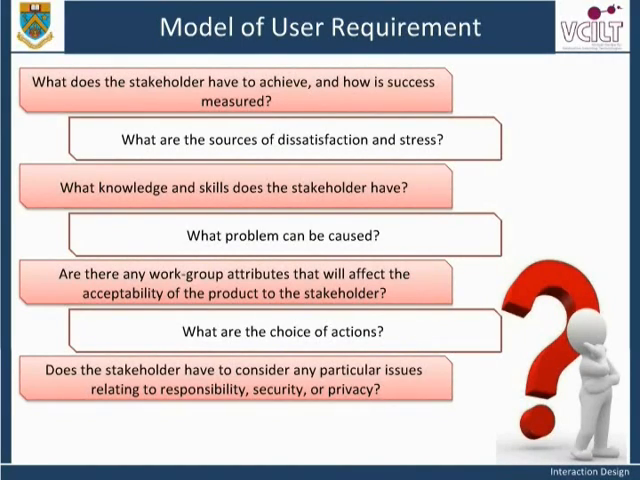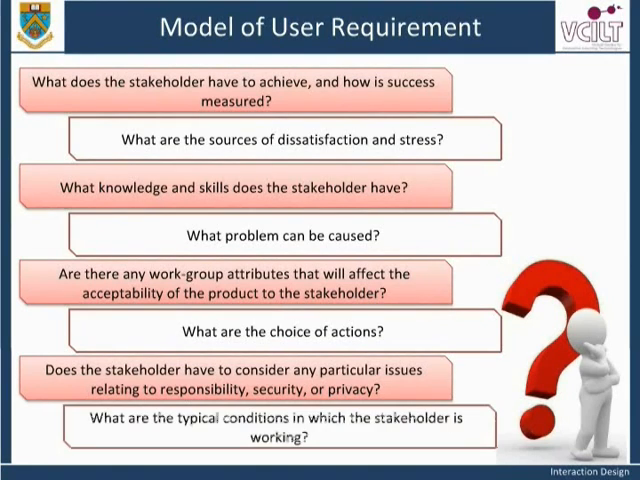E.g., waiters may need to be discreet with regular diners, who dine each night with a different partner, and may need to ensure that credit card payments are dealt with securely. What are the typical conditions in which the stakeholder is working? E.g., the chef of the restaurant typically works in a hot and dangerous environment, whereas the owner of the chain of restaurants may work in a conventional office environment.